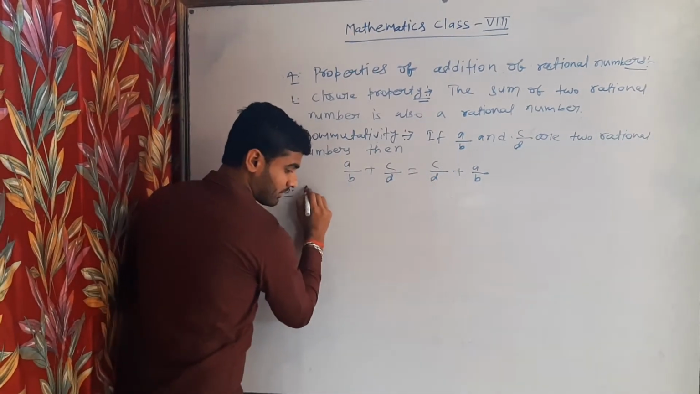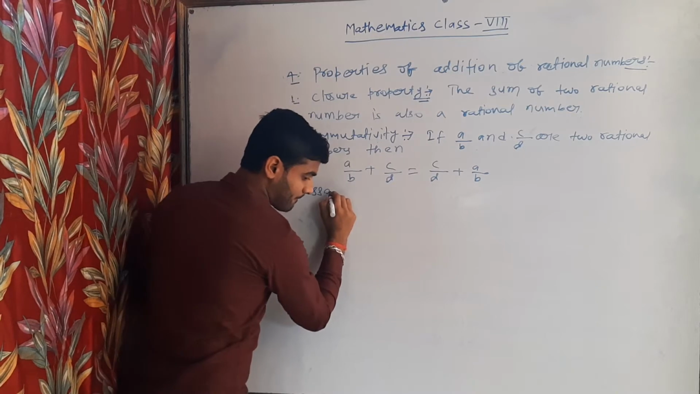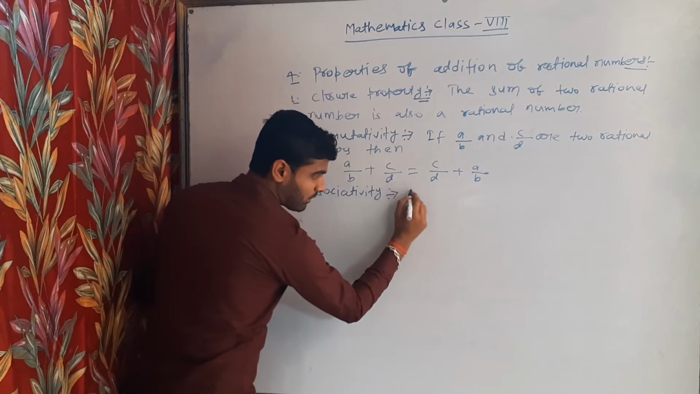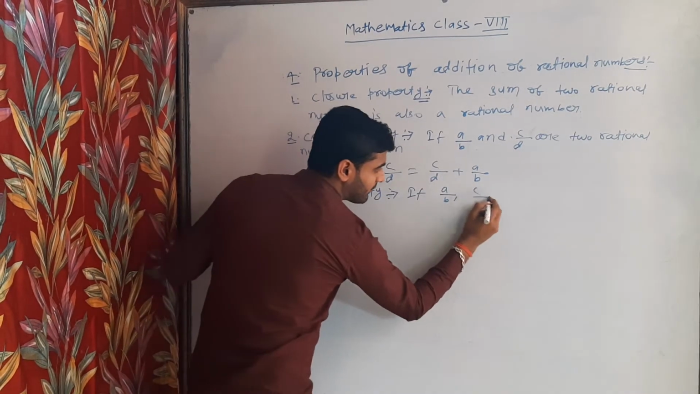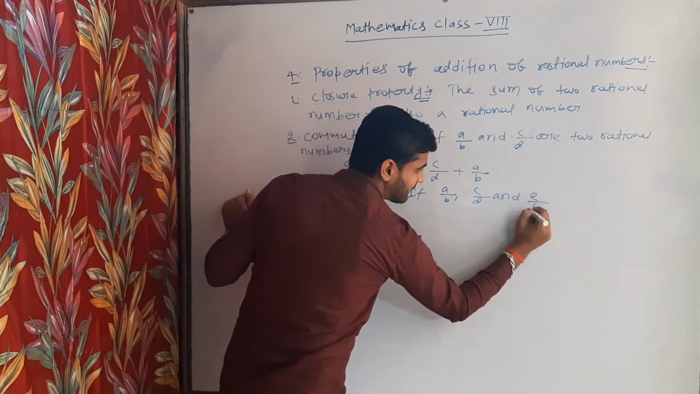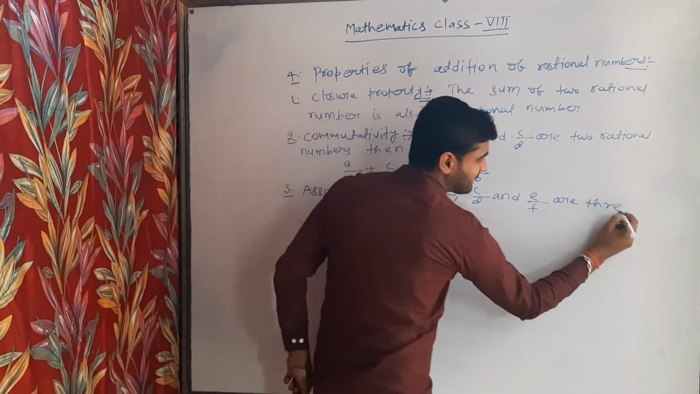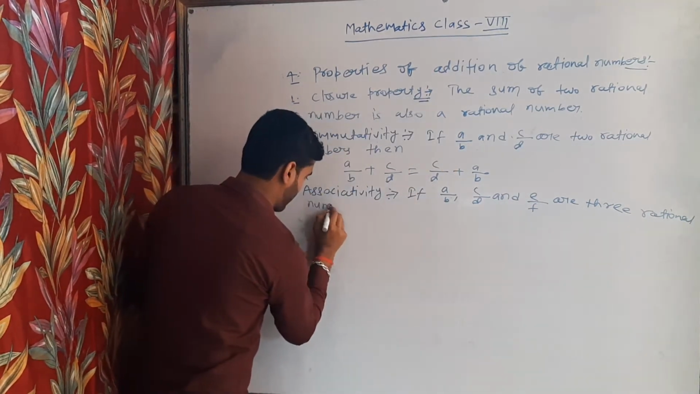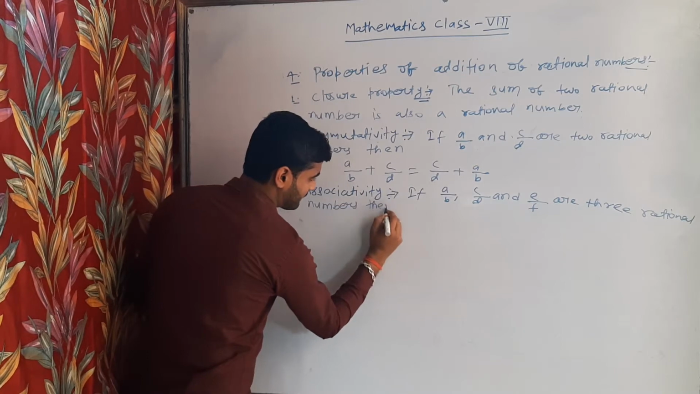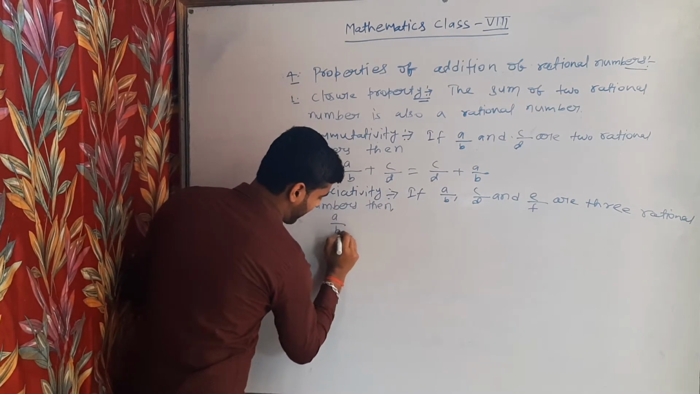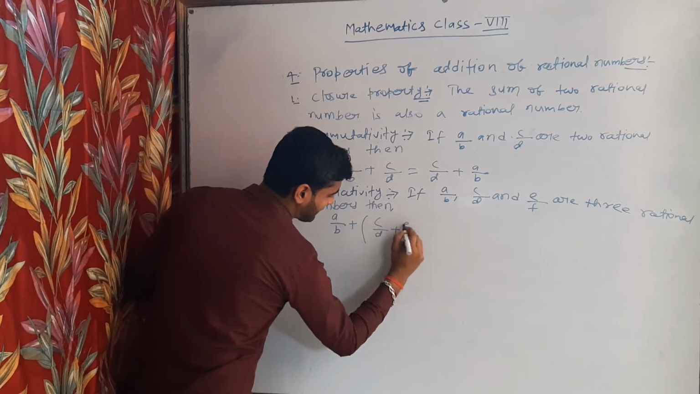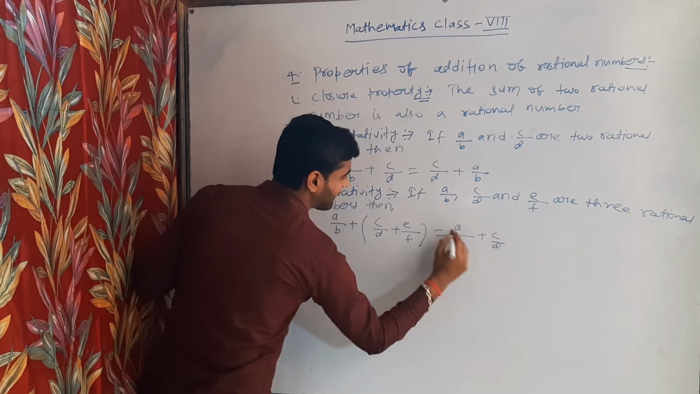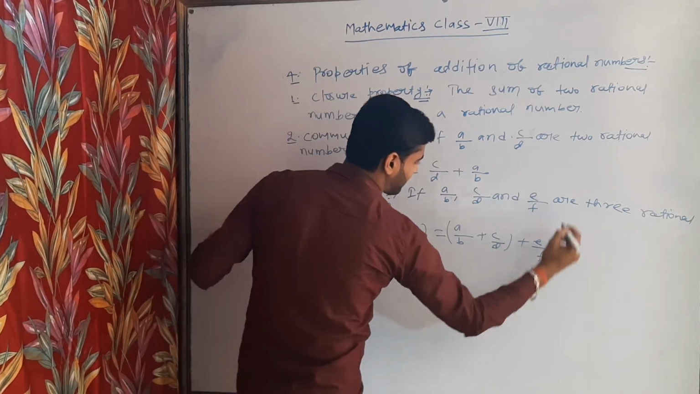Third, associativity. If a by b, c by d and e by f are three rational numbers, then a by b plus c by d, plus e by f, is equal to a by b plus c by d plus e by f.